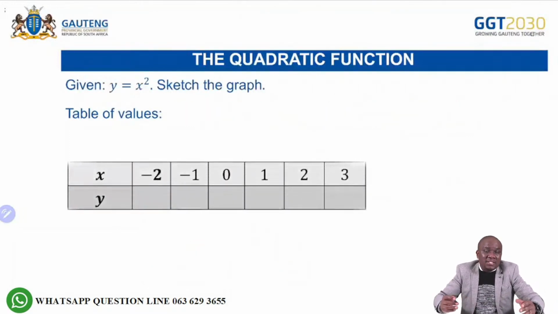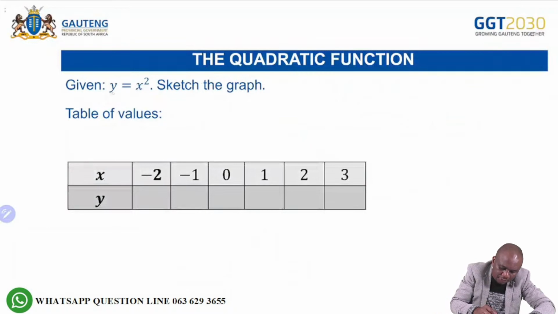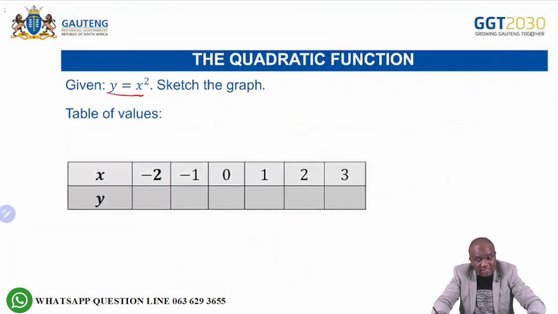Right, now I want us to learn about the quadratic function, and we want to see the effect of a and q. Remember that given the function y is equal to x squared, let's sketch the graph. We're going to sketch the first one, but when we do the other ones, I'll just be showing you, then you copy the graphs, okay? So now let's do the first one together.